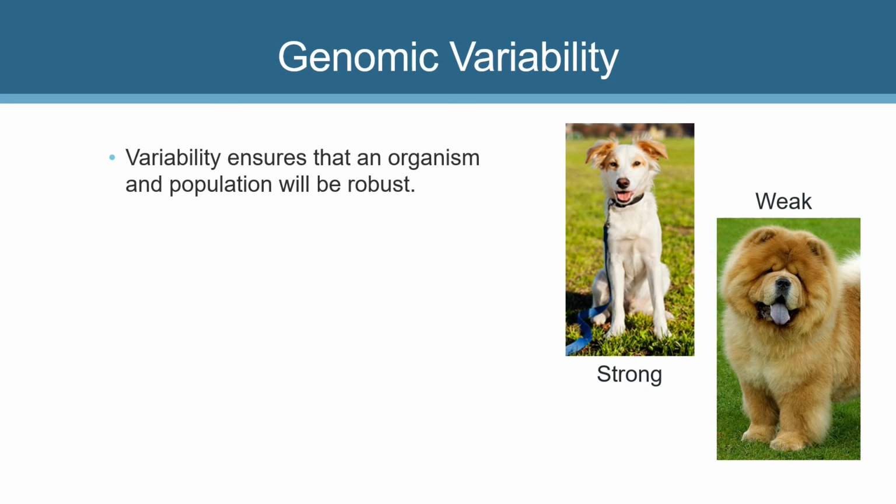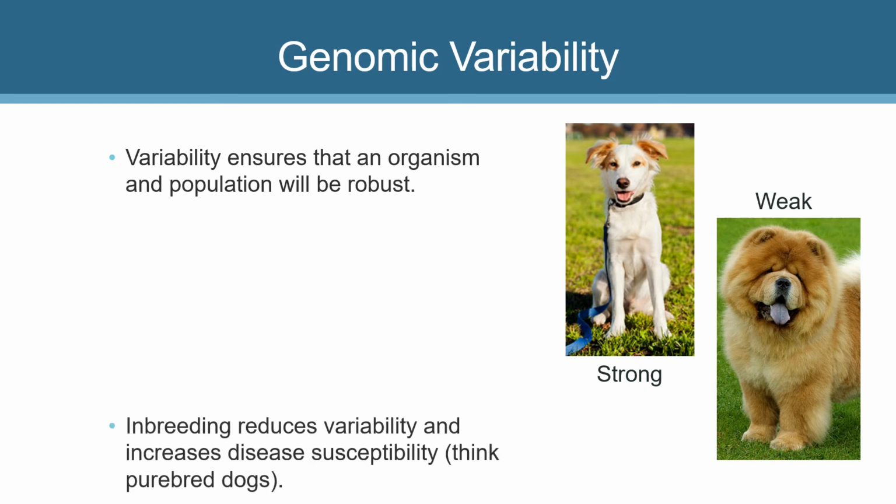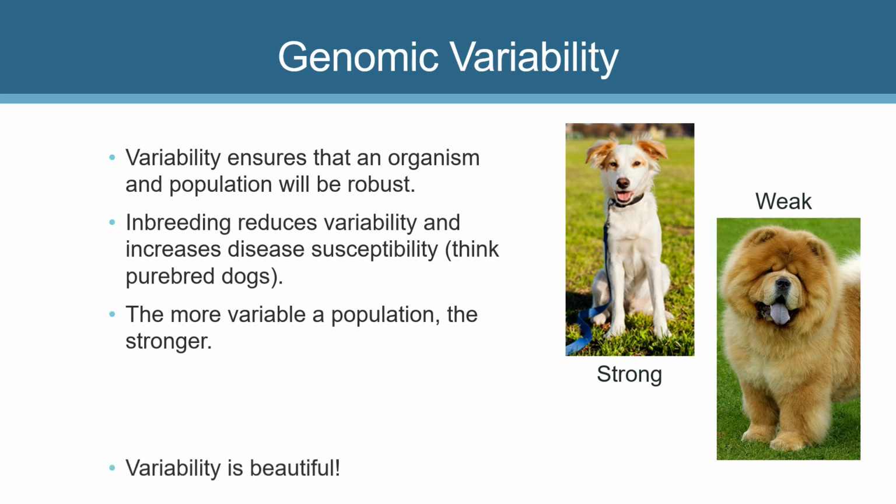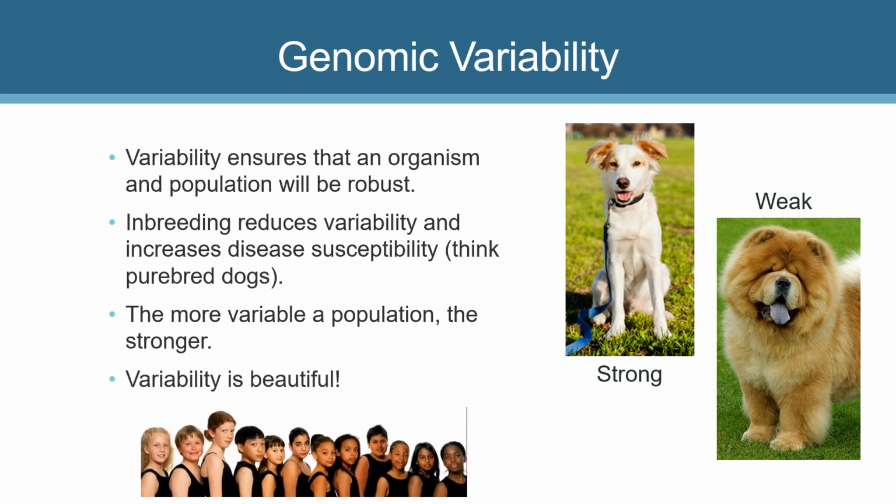Variability ensures that an organism and a population will be robust. Inbreeding reduces variability and increases disease susceptibility. Think purebred dogs, who are often very, very susceptible to many kinds of diseases. The more variable a population, the stronger the population. Variability is beautiful.